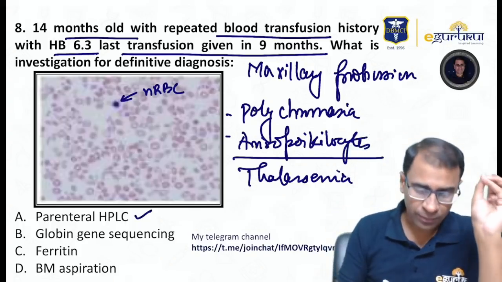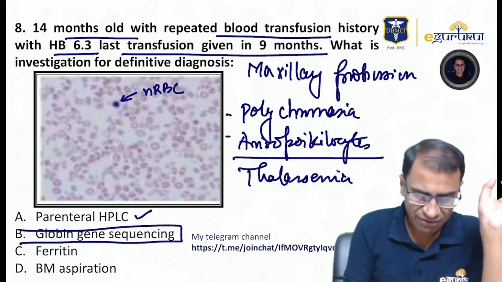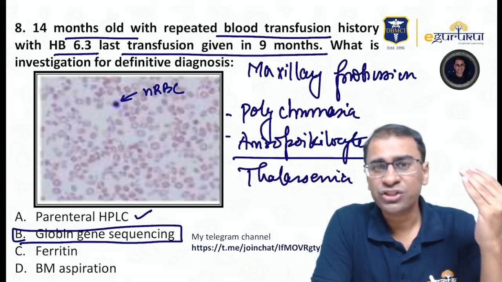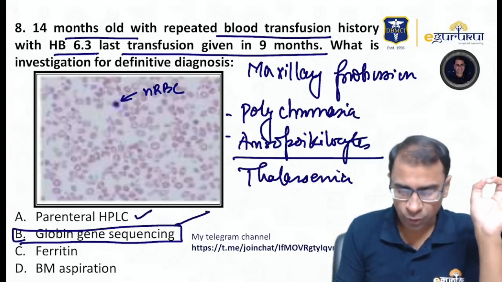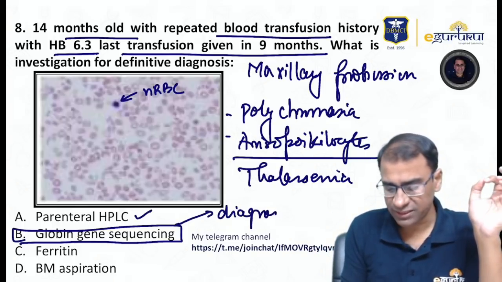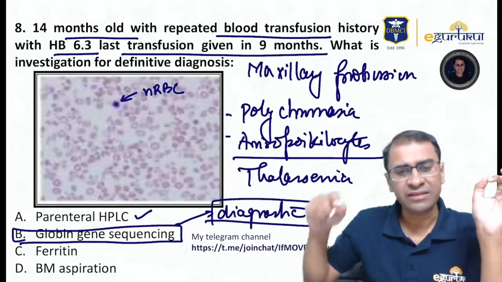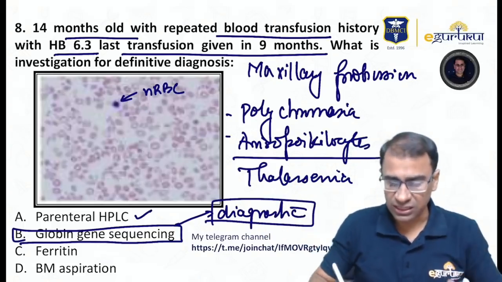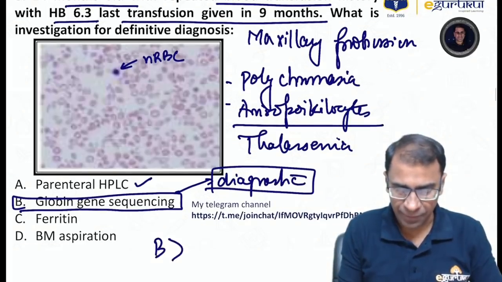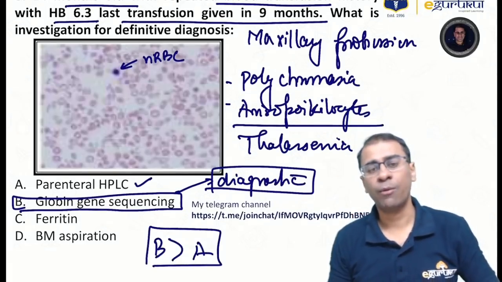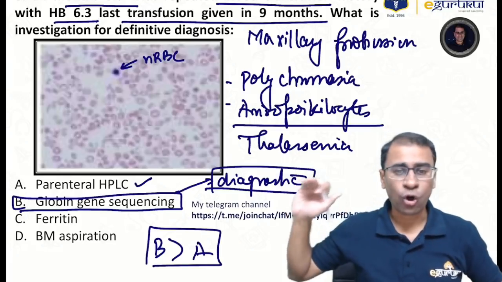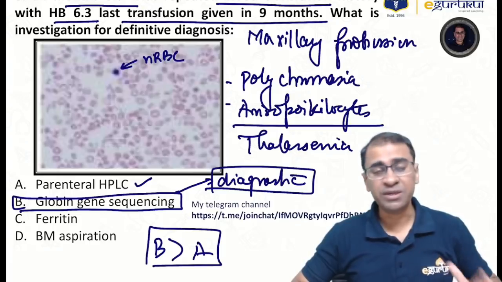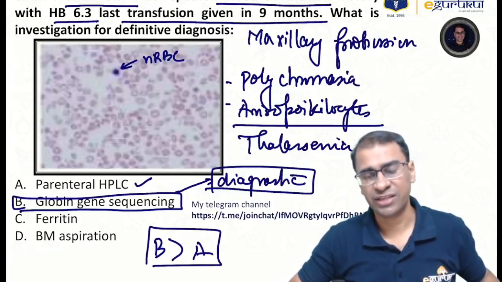Now, the problem is you have one more very good choice, that is globin gene sequencing. Globin gene sequencing is the most diagnostic test, and you cannot beat this one even if you go with parental HPLC. So, guys, for this, a better answer is B compared to A. There's no doubt about it. Please understand, if the option would not have been B, I would have taken A. But with B given in the option, I cannot take A.